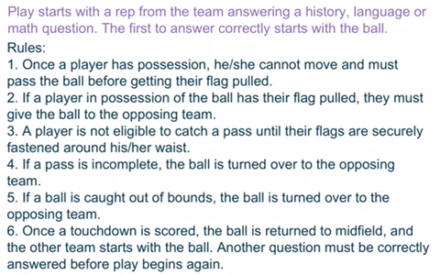to the opposing team. A player is not eligible to catch a pass until their flags are securely fastened around his or her waist. If a pass is incomplete, the ball is turned over to the opposing team. If a ball is caught out of bounds, the ball is turned over to the opposing team. Once a touchdown is scored, the ball is returned to midfield, and the other team starts with the ball. Again, another question must be answered correctly before play begins. If the question is answered incorrectly, the other team starts with the ball.